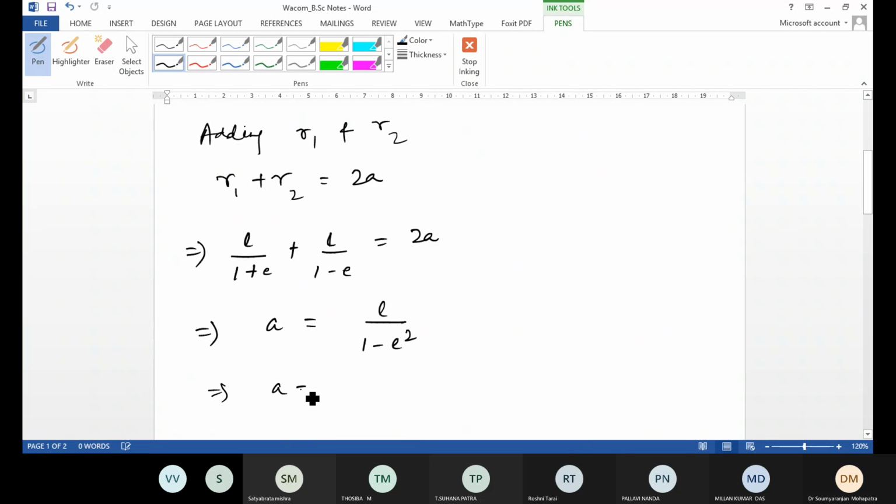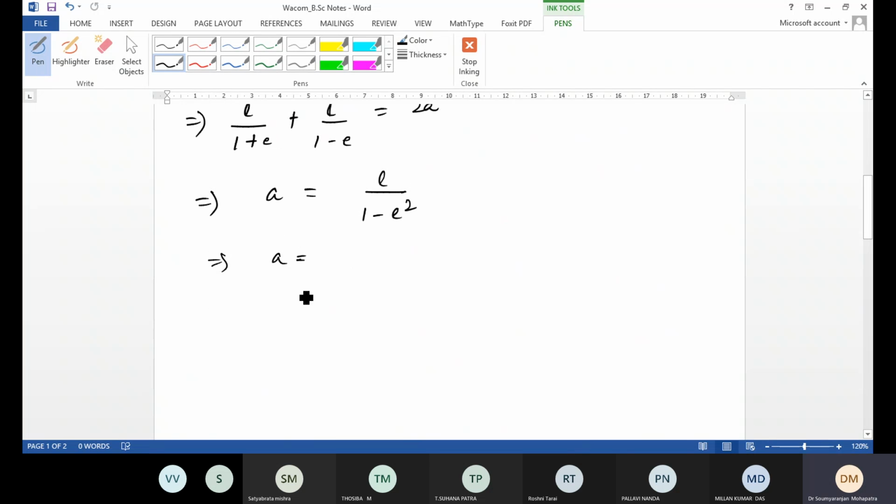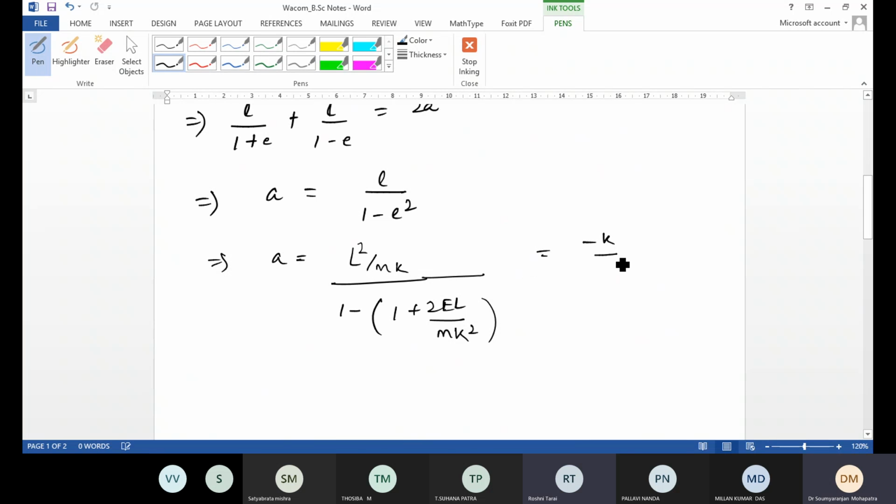This implies A is equal to, we know that the latus rectum L is L square by MK, divided by 1 minus E square. So that root over part will be cancelled out. So you are left with 1 plus 2EL by MK square. If you solve it, you will get the final expression.